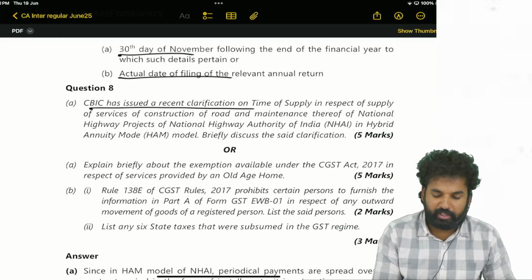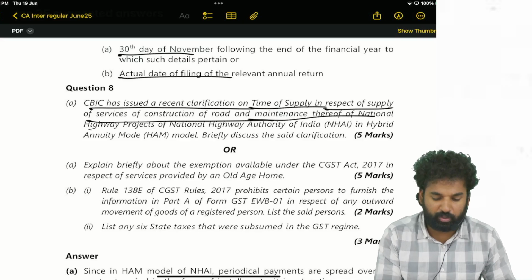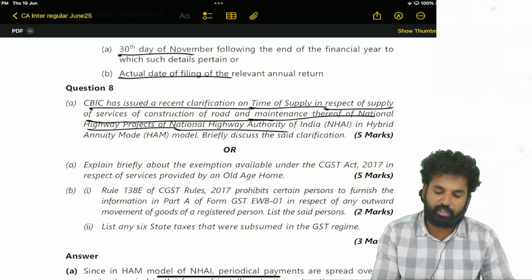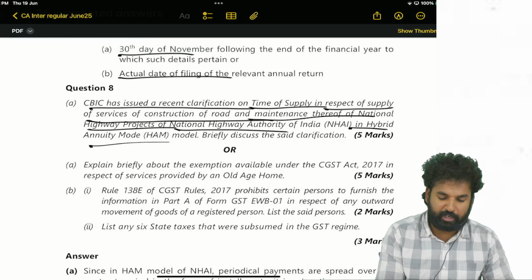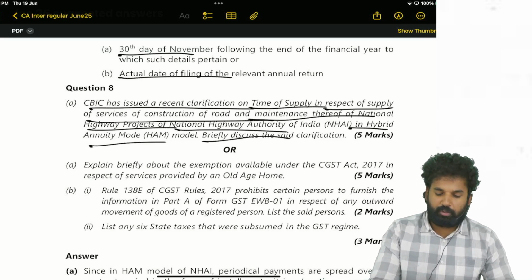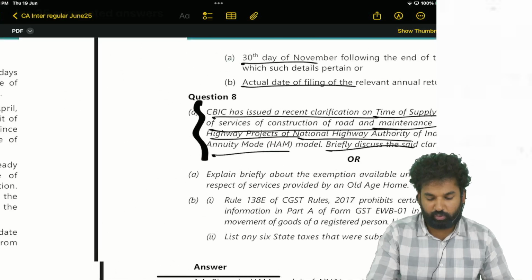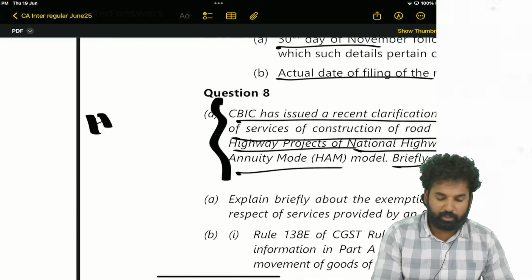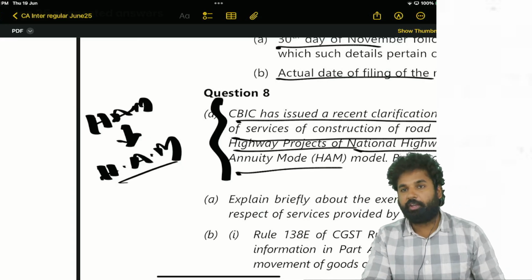CBIC has issued a recent clarification on time of supply in respect of services of construction of road and maintenance thereof of national highway projects of the National Highway Authority of India, hybrid annuity mode model. Briefly describe or discuss the said clarification. So see here, this clarification we have not covered. HAM projects are there. What is this? Hybrid annuity model.